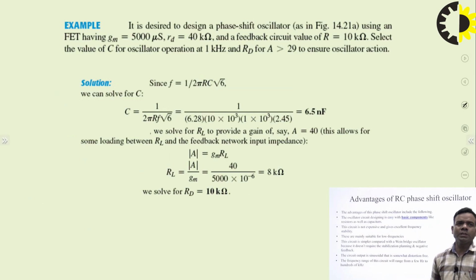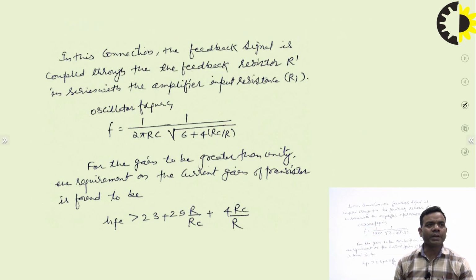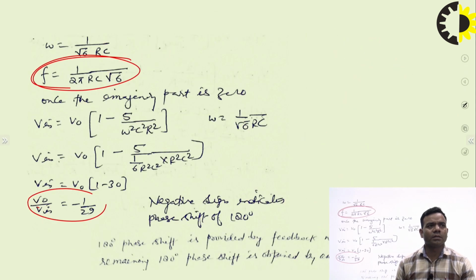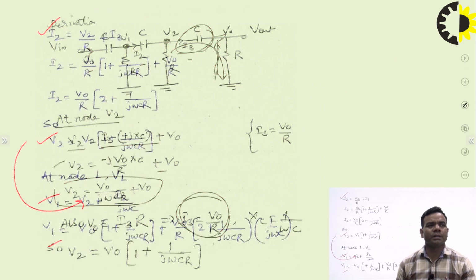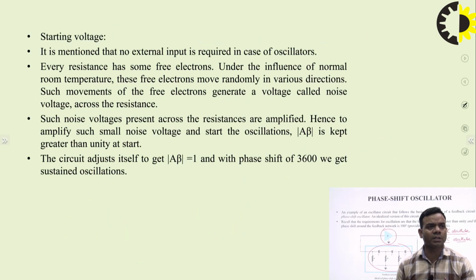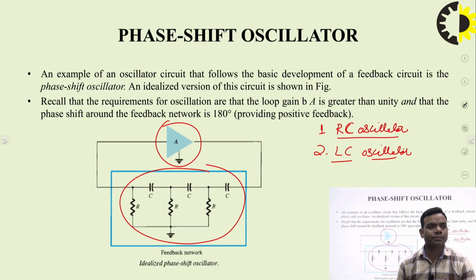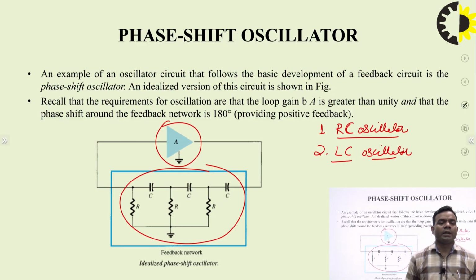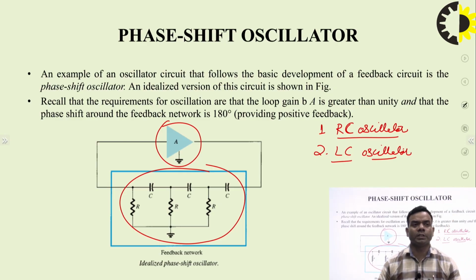So, in this way, you can understand the importance of the RC phase shift oscillator, and this is how we can find the derivation for f naught, which is equal to 1 upon 2 pi RC into under root 6.